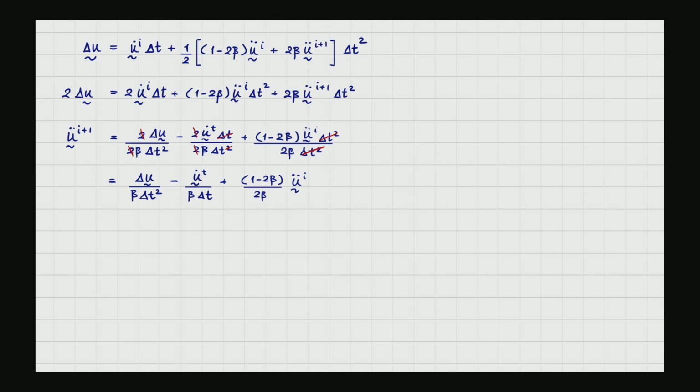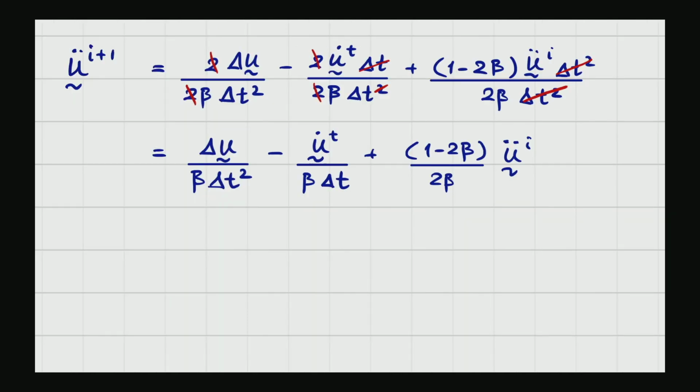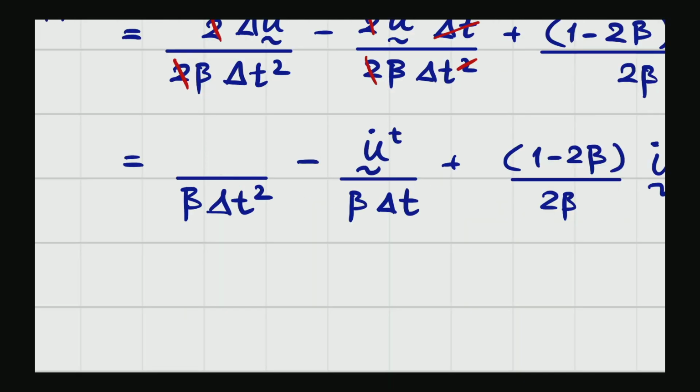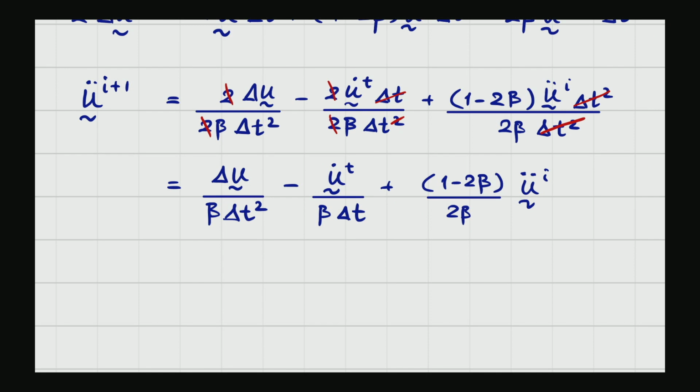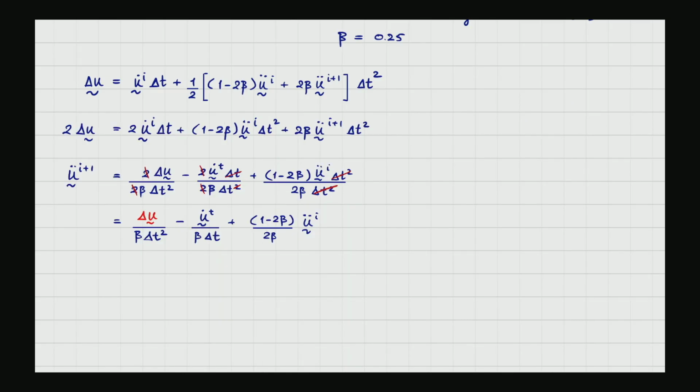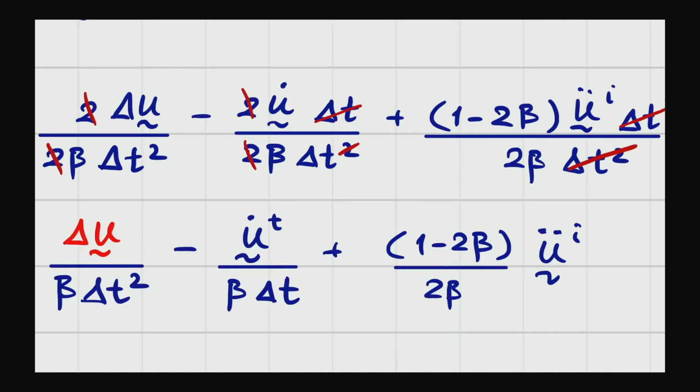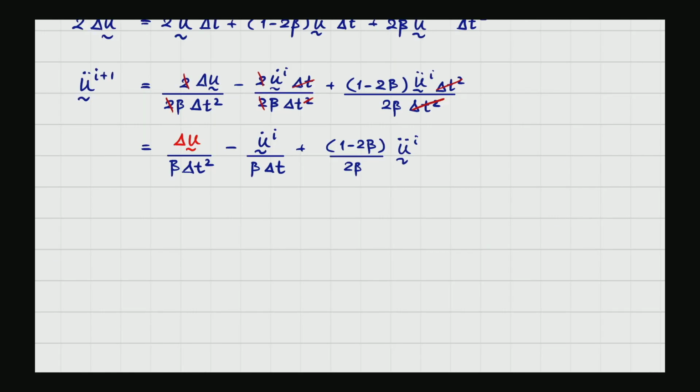Okay, that's it. Perfect. So right now the u double dot at I plus 1 is expressed in terms of the one unknown, delta u, and the remaining terms are all known. So I shall just do it this way. I change the color, maybe to this one. I put the red delta u. So the u double dot I plus 1 is fixed.